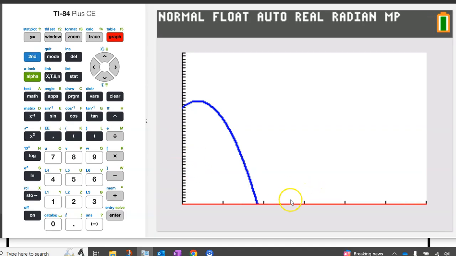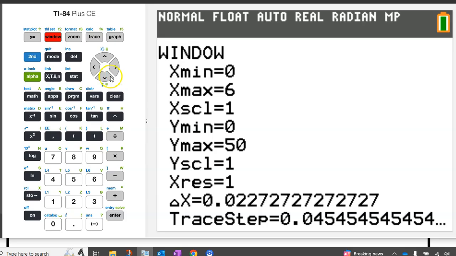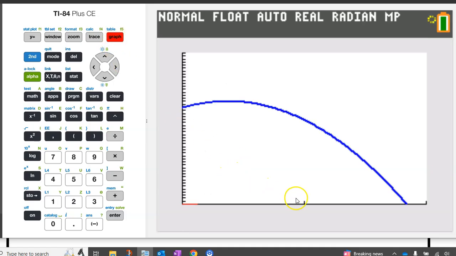Okay, this isn't bad. We don't need this much space, it turns out, in terms of time. The rock seems to hit the ground a little short of 2 seconds. So I think I will go ahead and adjust that x max to 2. Okay, and a lovely graph it is.